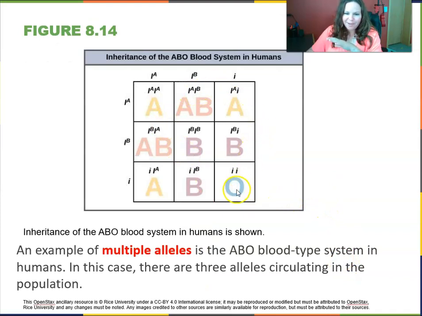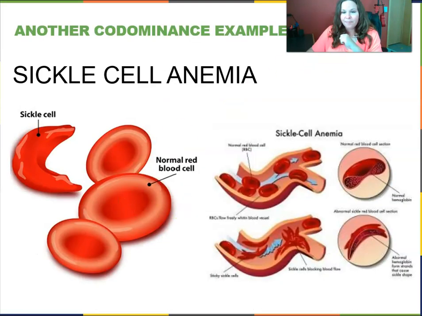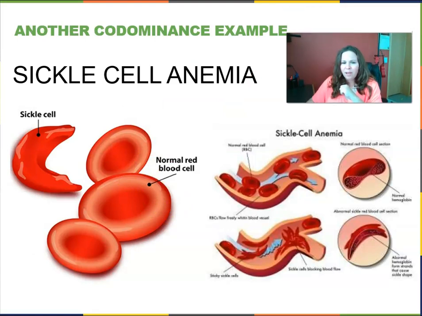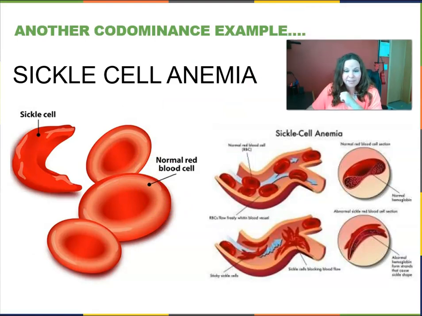Here's a big Punnett square showing all of that. So again, this is an example of multiple alleles. It's an example of dominance and recessive, with the A and B being dominant over O. And then we have codominance going on with the A and the B being codominant with each other. Another example of codominance is sickle cell anemia.